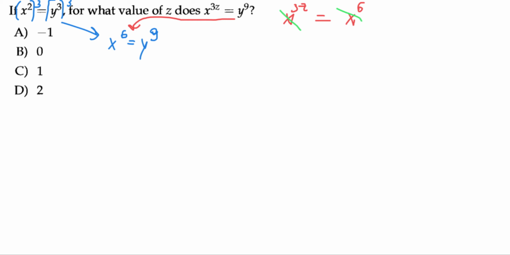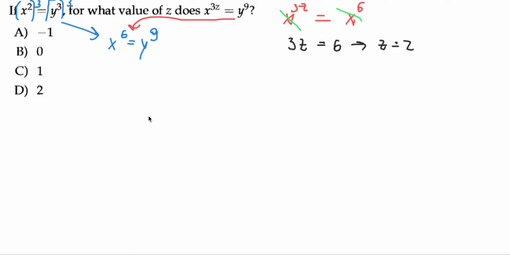So we can continue with what is left. That is 3z is equal to 6, and if we solve for z, it gives us 2, which corresponds to answer choice D.